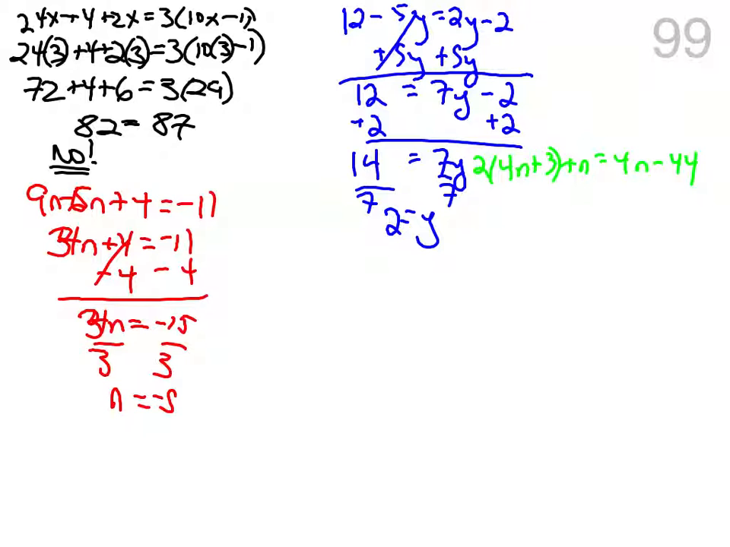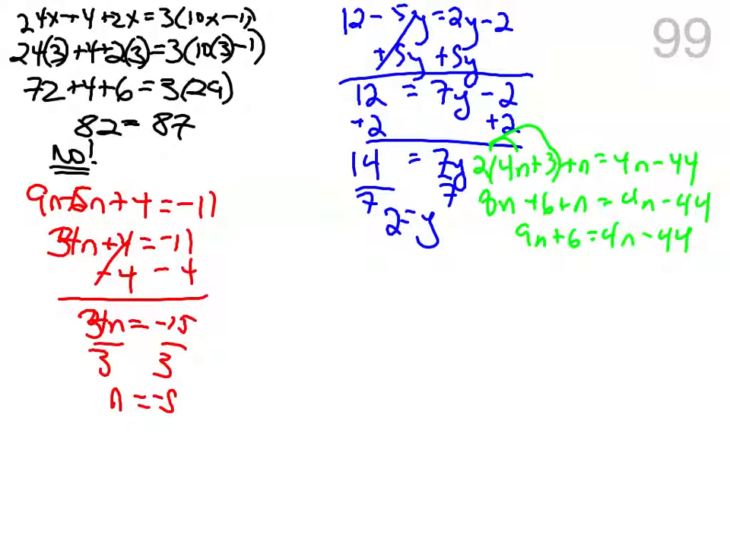I thought this was the hardest equation, yet this is the one a lot of kids rock this out. I mean, a lot of kids. I was really impressed. 2 times 4n is 8n, 2 times 3 is 6, plus n equals 4n minus 44. So that was the first step, to distribute. The next step is to combine like terms. Same side, same operation. 8 n's and another n make 9n, plus 6 equals 4n minus 44.